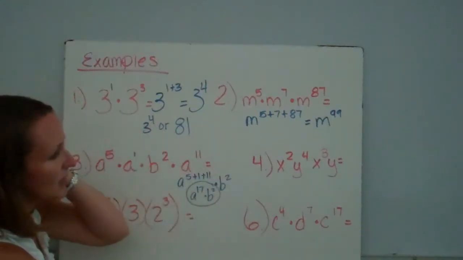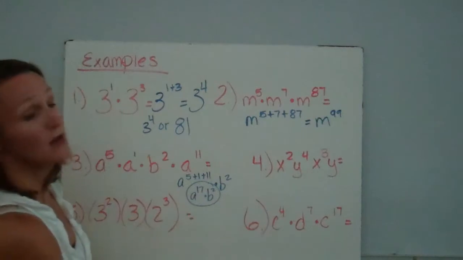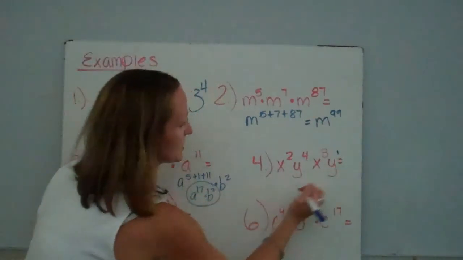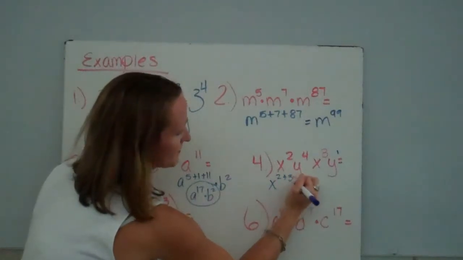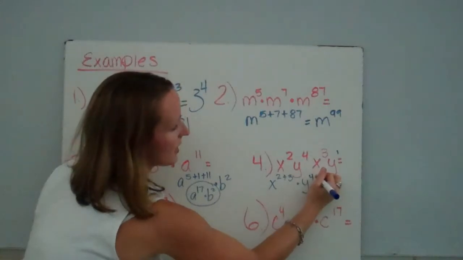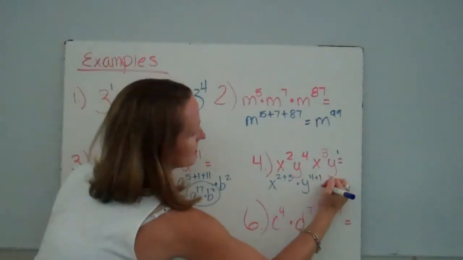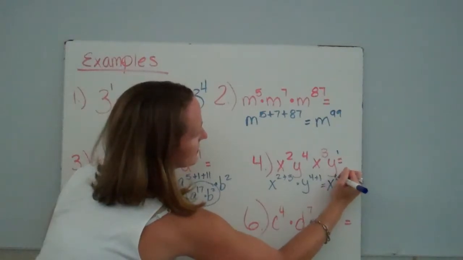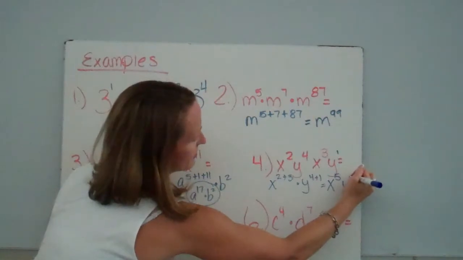Let's look at another one like that. I have x squared, y to the 4th, x cubed, and y to the, remember, imaginary 1. So I would combine the 2 and the 3, and then I can combine the 4 and the 1, so that my final answer here becomes x to the 5th, y to the 5th.